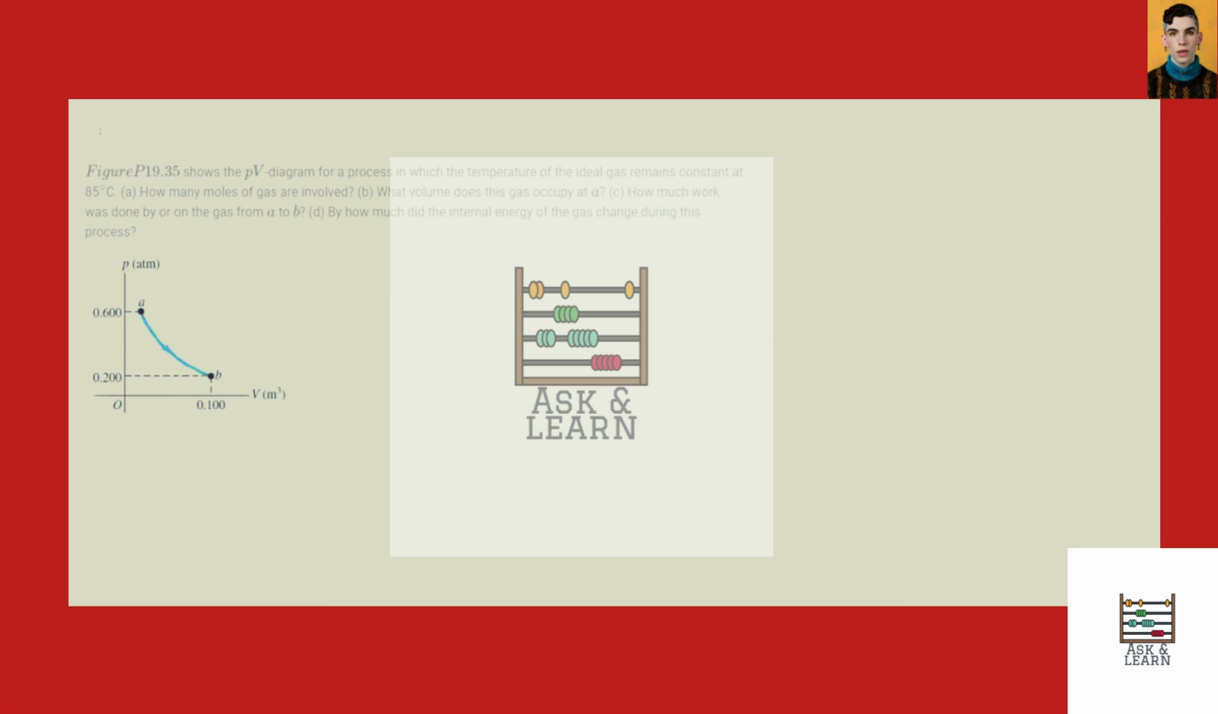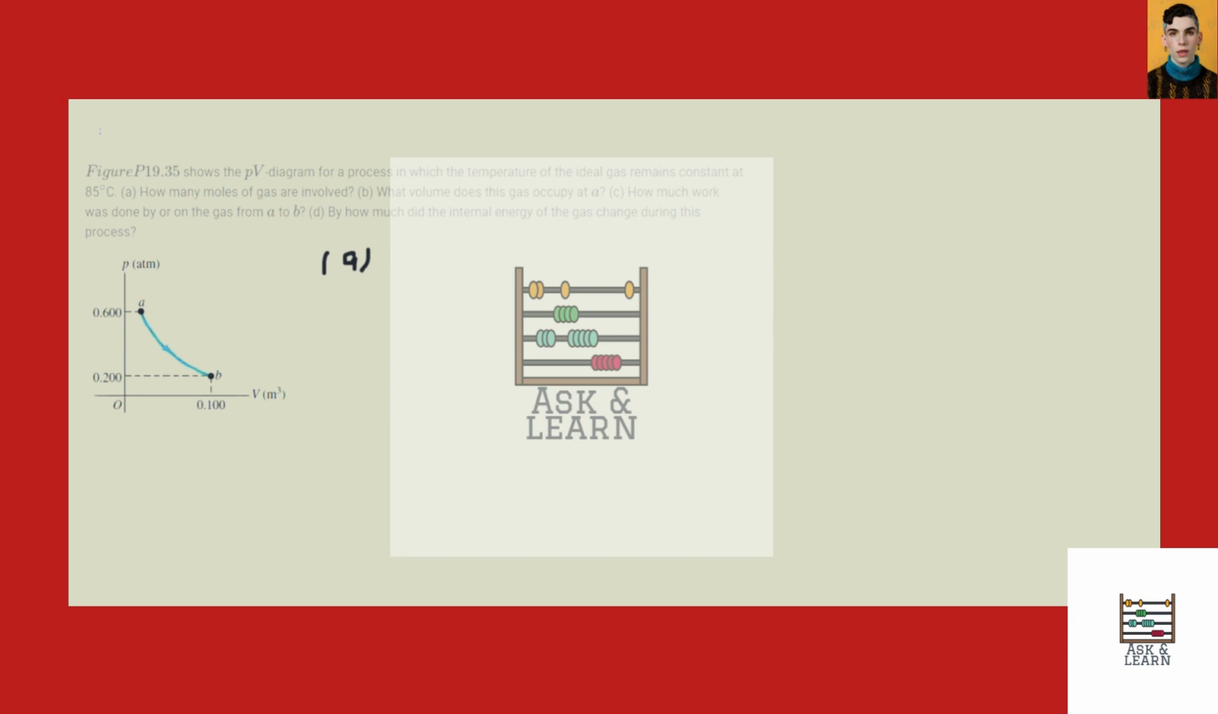All right, for this problem, we have this PV diagram, and this is an isothermal process, so the temperature is a constant. The first part is we want to find out how many moles of gas are involved.